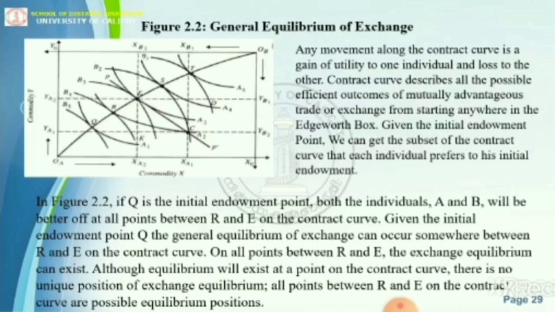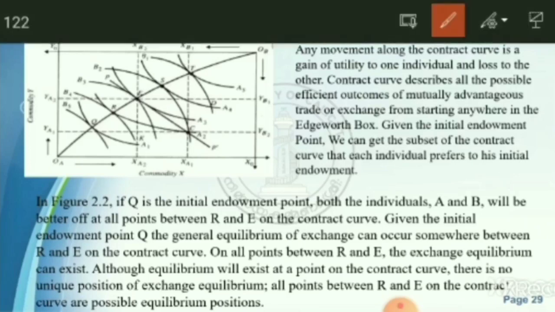Although equilibrium will exist at a point on the contract curve, there is no unique position of exchange equilibrium. All points between R and E on the contract curve are possible equilibrium positions. That means the points between R and E are the most efficient.